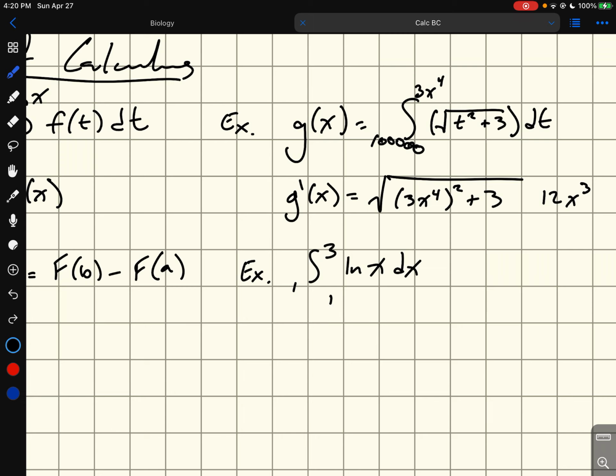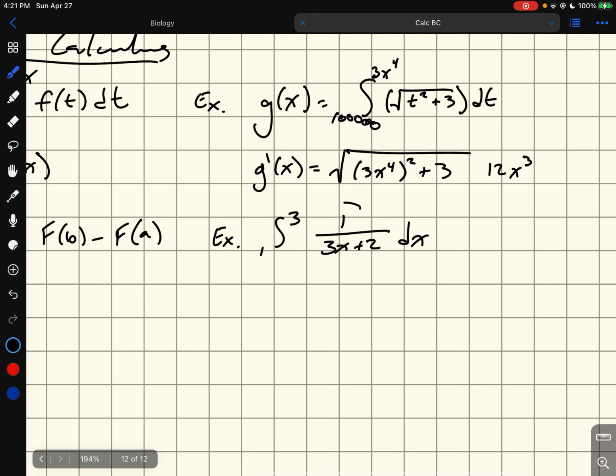No. What is it? Wait, actually, I don't know. Wait, do we even know this? Antiderivative of natural log of x. X natural log of x minus x. Okay, let's not do this one. I meant to do something more like this. The integral of 1 over 3x plus 2 dx.